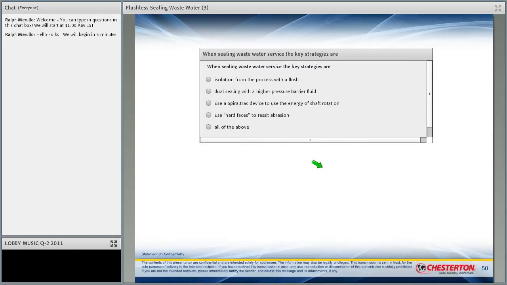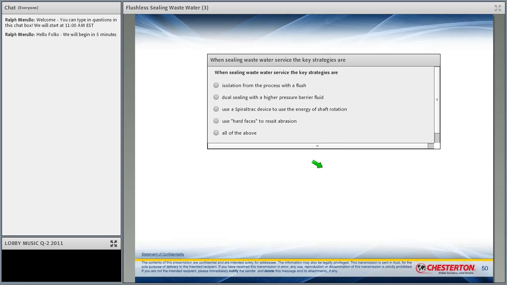When sealing wastewater service, the key strategies are isolation from the process with a flush, dual seal with a higher pressure barrier fluid, use spiral track device to use the energy of shaft rotation, use hard faces to resist abrasion. I didn't spell that right, sorry, I meant resist abrasion, or all of the above.